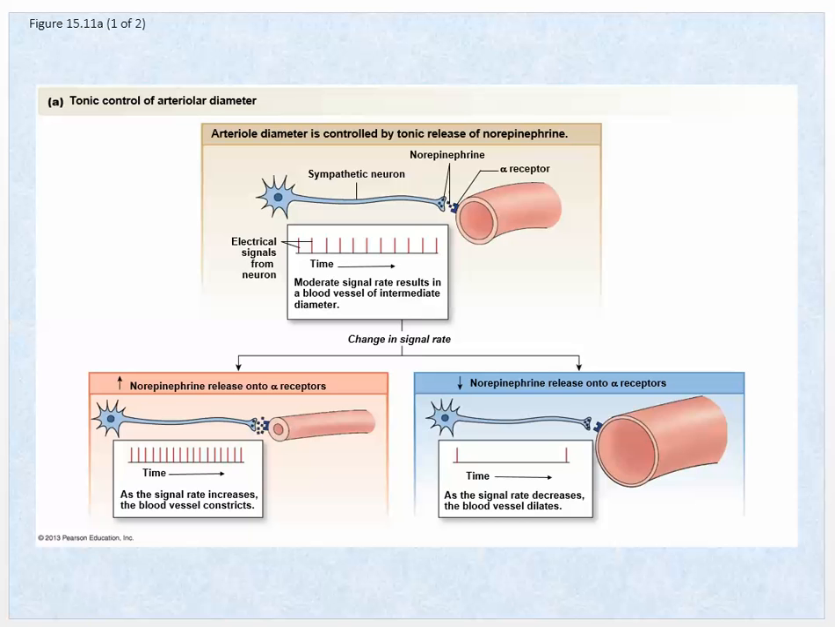Okay, so we want to control our blood pressure. We've mentioned this before, so I'm just going to keep it very simple here, as simple as I can. We have sympathetic and parasympathetic activation. When we have sympathetic activation, norepinephrine is released onto blood vessels and binds to alpha receptors.